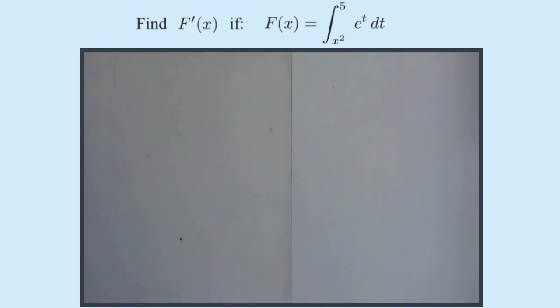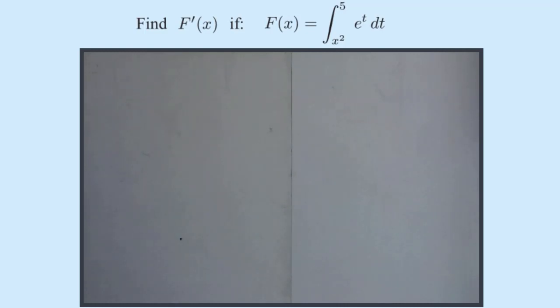Find f dashed x if f of x equals the integral between x squared and 5 of e to the t dt. So looking at this, you've got this mixture of x's and t's, which already makes it tricky and unfamiliar looking. You are looking to differentiate something that's already an integral, so it's already complicated. You certainly don't need to just go in and integrate the thing and then differentiate that. That is definitely not the way to do it.